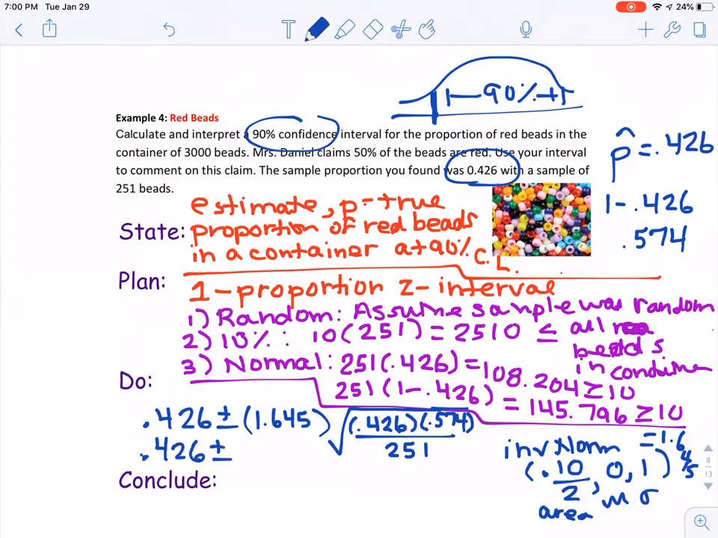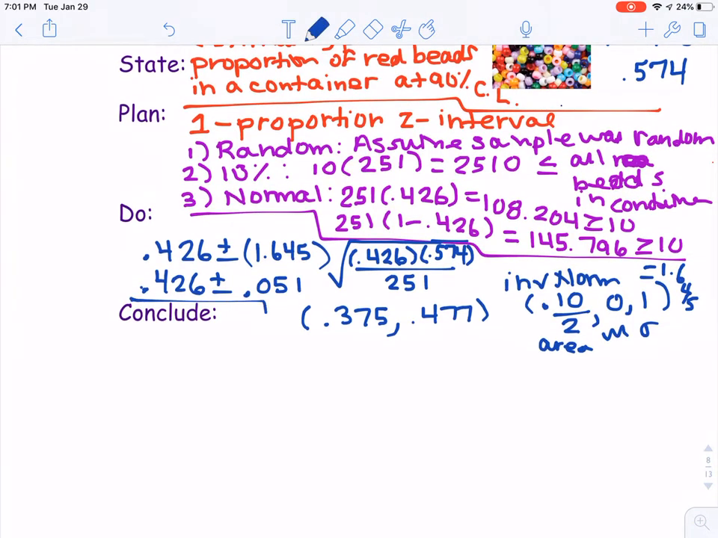Okay, and I like to type in everything to the right of the plus or minus. That kind of shows the margin of error a little bit there. And then the confidence interval is 0.375 to 0.477. Okay, that's the confidence interval. Right, and then we're going to go to our conclusion.